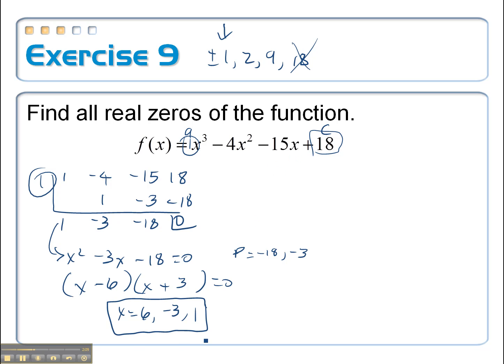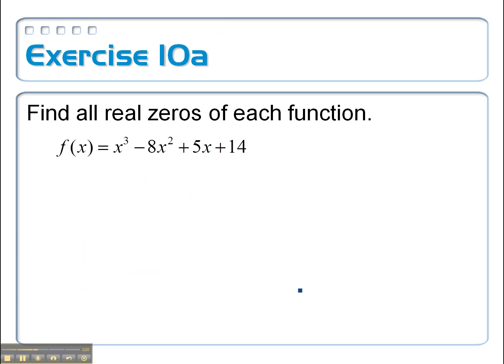If you were to graph this function, 6, negative 3, and 1, of course, is where it would touch the x-axis, x-intercepts. Let's try another one. So just like before, my constant term is 14. My leading coefficient is 1, so whenever I go to find all of the possible rational zeros, it's really just the factors of 14, plus or minus 1, 2, 7, and 14.